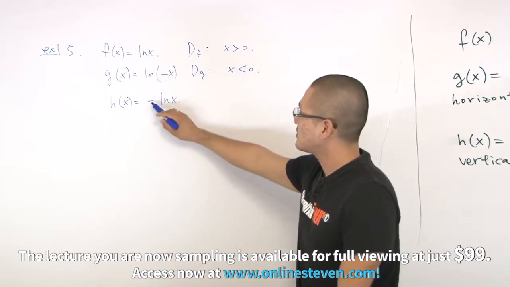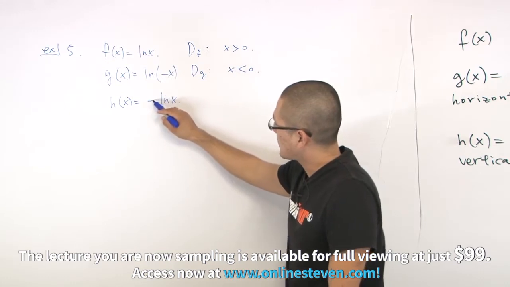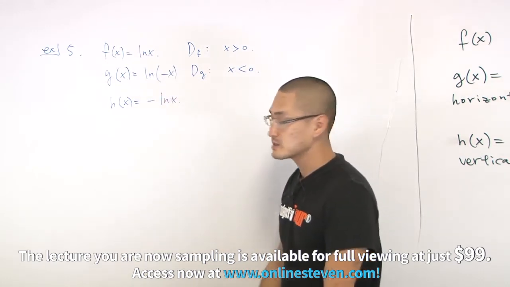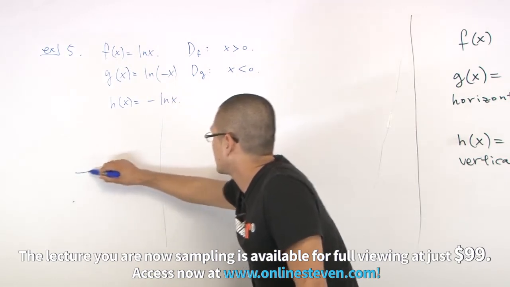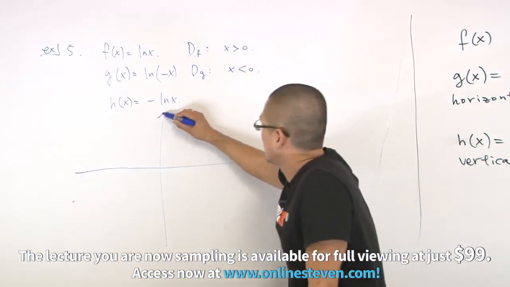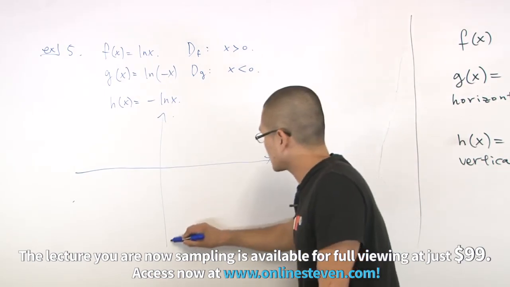I plug in the same number, but every time I give a number, I'm just going to flip it and then make it minus. So let's start with f of x. Natural log x looks like this.